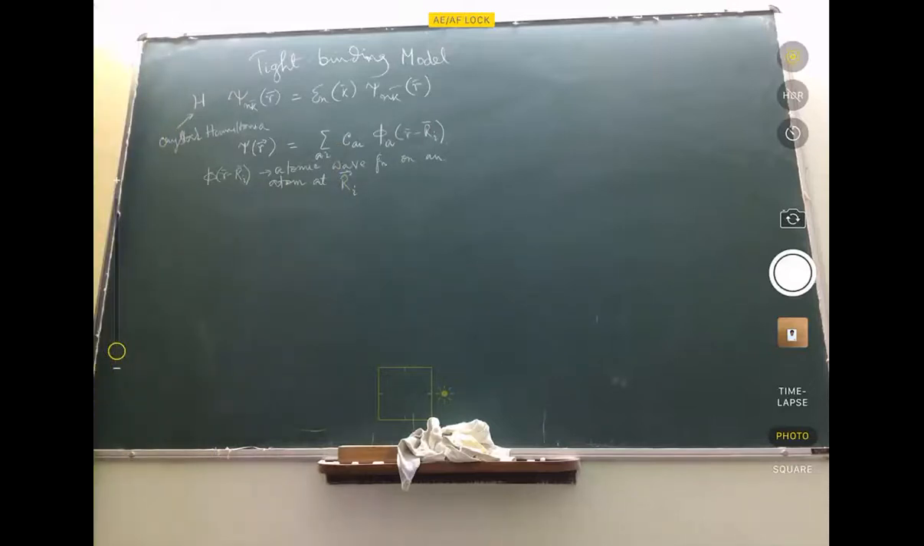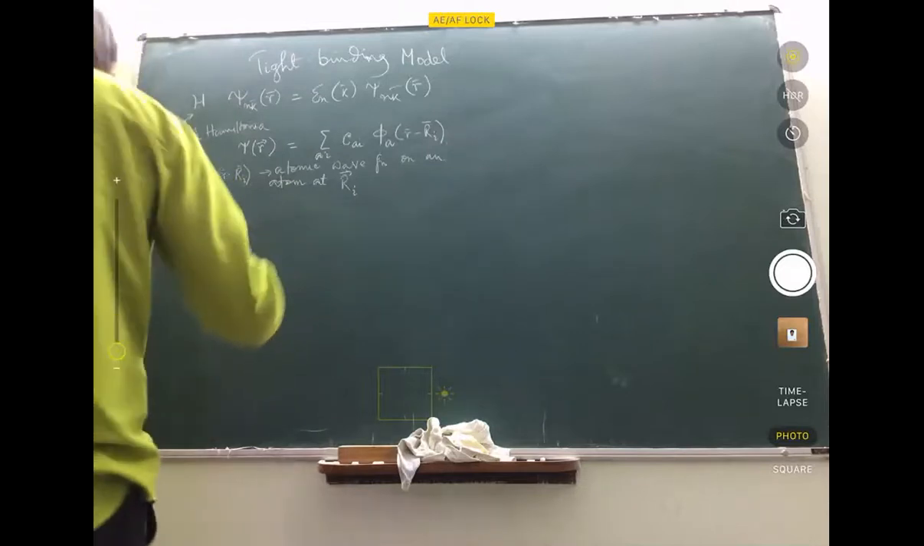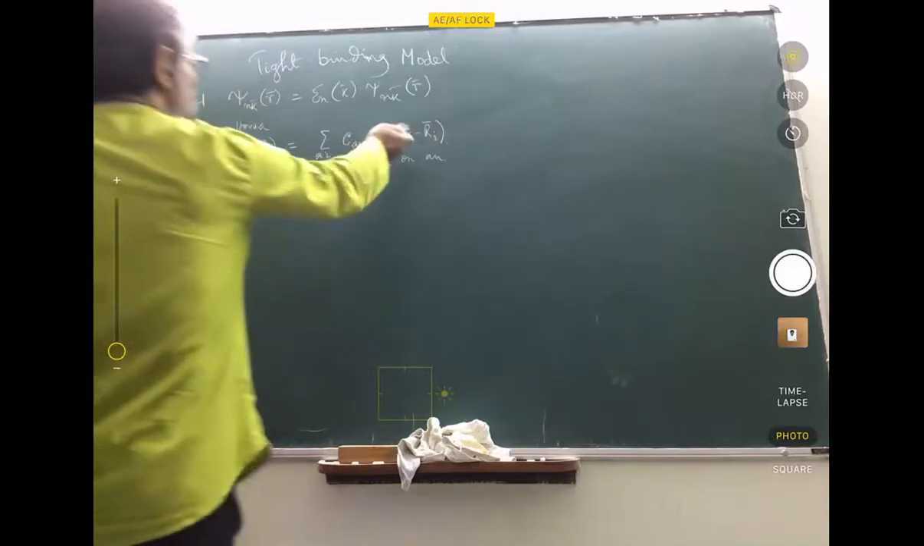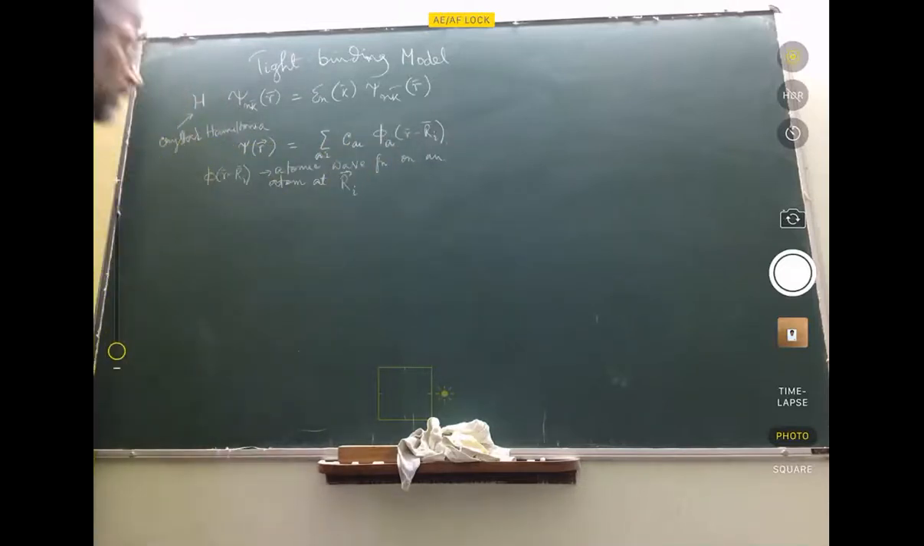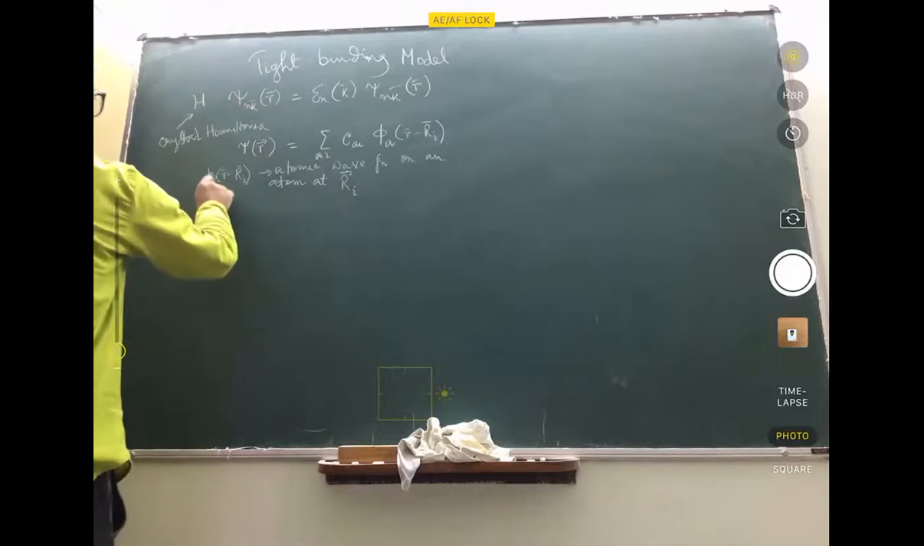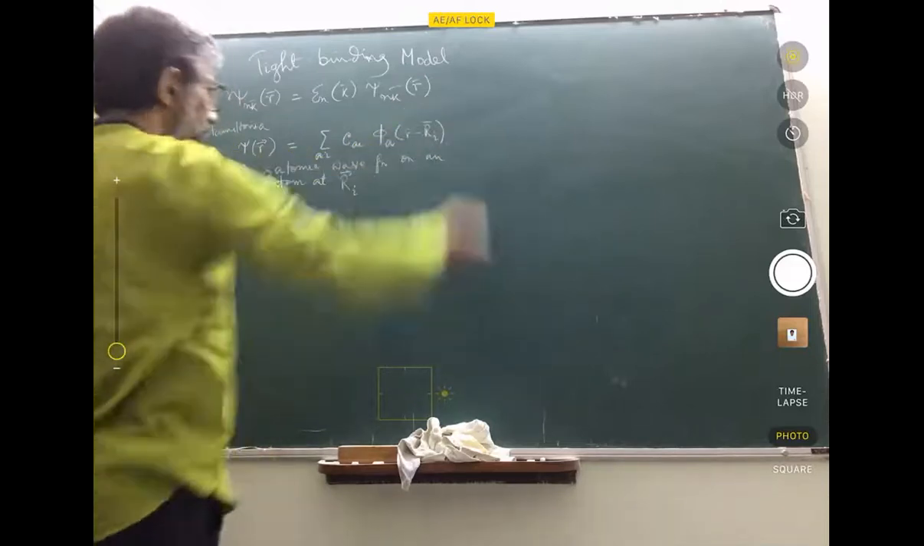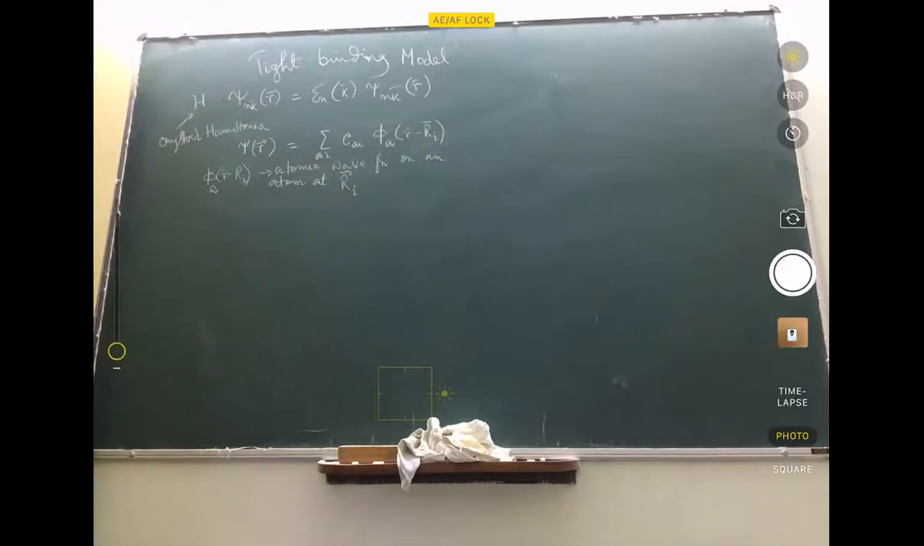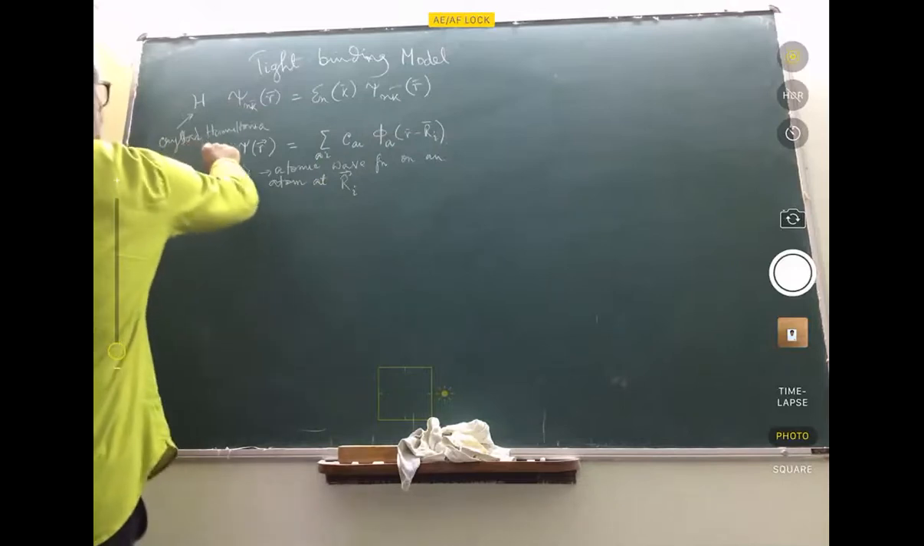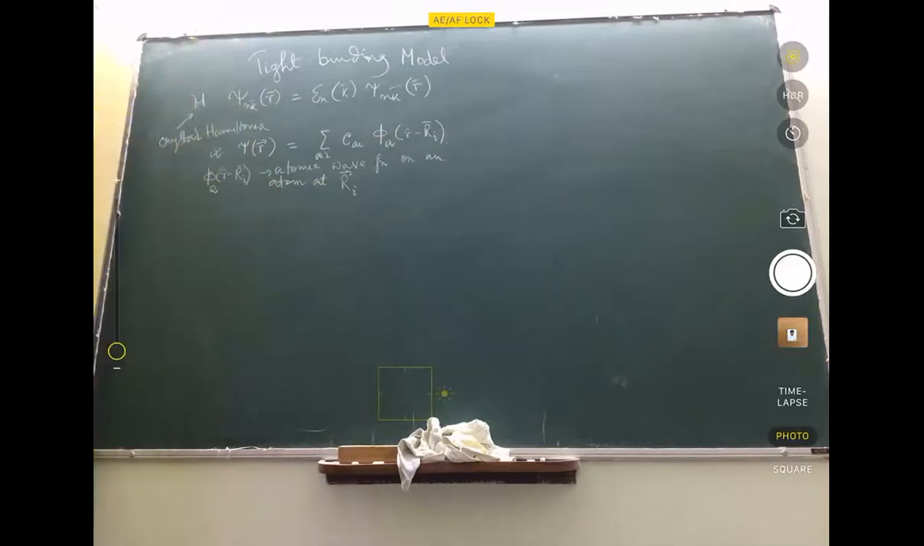So there is an atom at the location Ri, capital Ri. There is an orbital phi a, one of the atomic orbitals on that atom. We call that phi a. And we construct a linear combination of such atomic orbitals to give our wave function in whatever system we are studying.